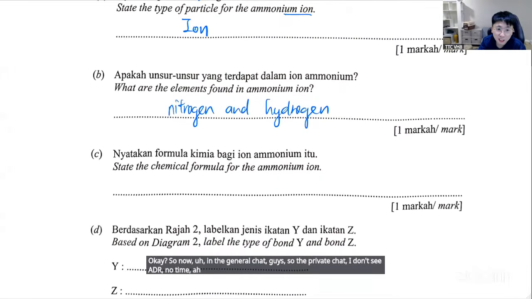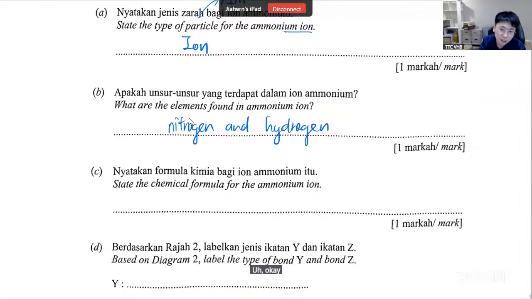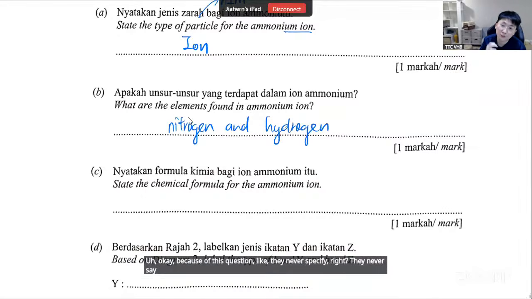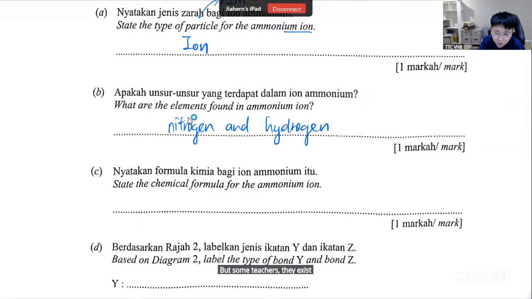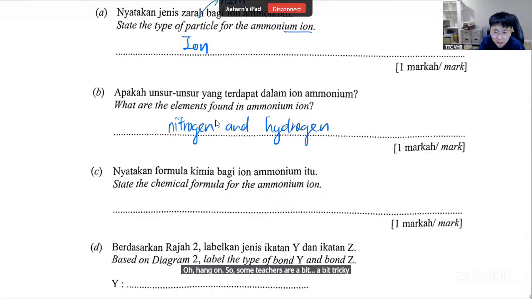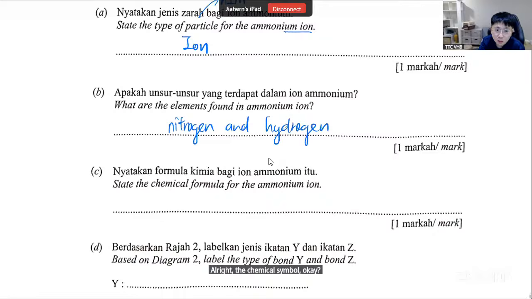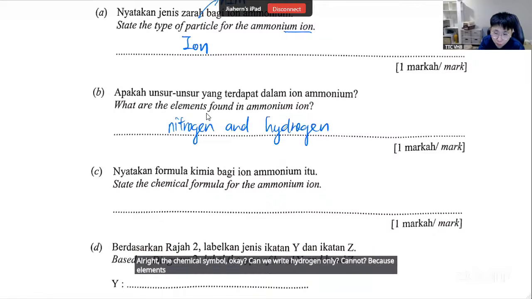No time. Okay, can I write the symbol for it? You mean this one? No symbol. When they ask you what are elements, you go with the name. Because this question, they never specify whether name or symbol. So if you want to put name also can, you want to put symbol actually also can. But some teachers insist that if they never specify write formula, then you write name. Some teachers are a bit tricky on this, so writing name is always the best choice unless the question says write chemical formula or write the chemical symbol. Can we write hydrogen only? Cannot, because it's elements found. If you write hydrogen only, no mark. You must write both, only can get 1 mark.